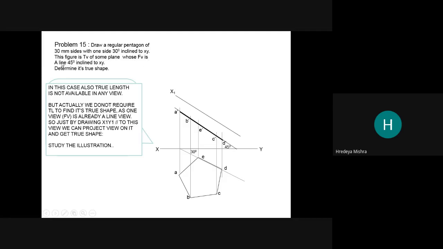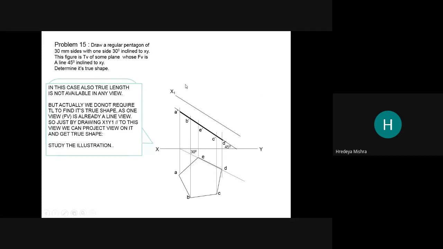The front view is aligned. Okay, that front view is aligned. So this is aligned, which is 45-degree inclined to the XY line. So this is 45-degree inclined to the XY line. Okay. Now what is next?